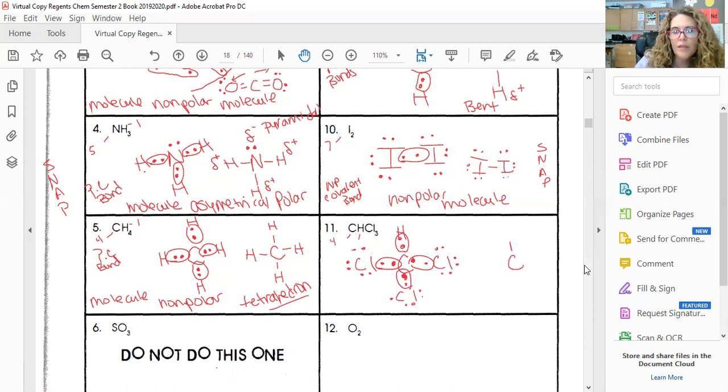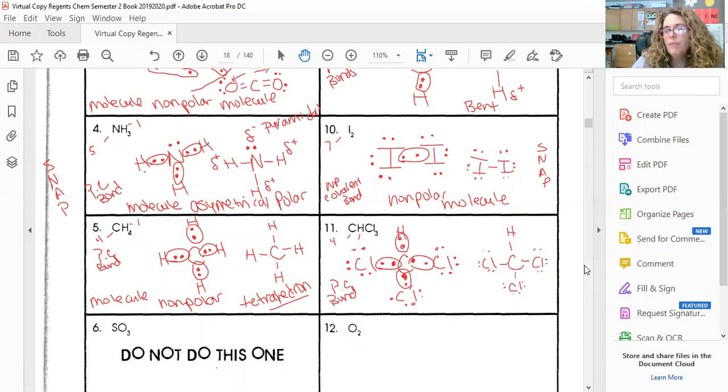So I have carbon to a hydrogen to a chlorine with all of those extra dots, to another chlorine with all of those extra dots, to another chlorine with all those extra dots. And so here I have polar covalent bonds, right? Because I have 2 different nonmetals with different electronegativities.